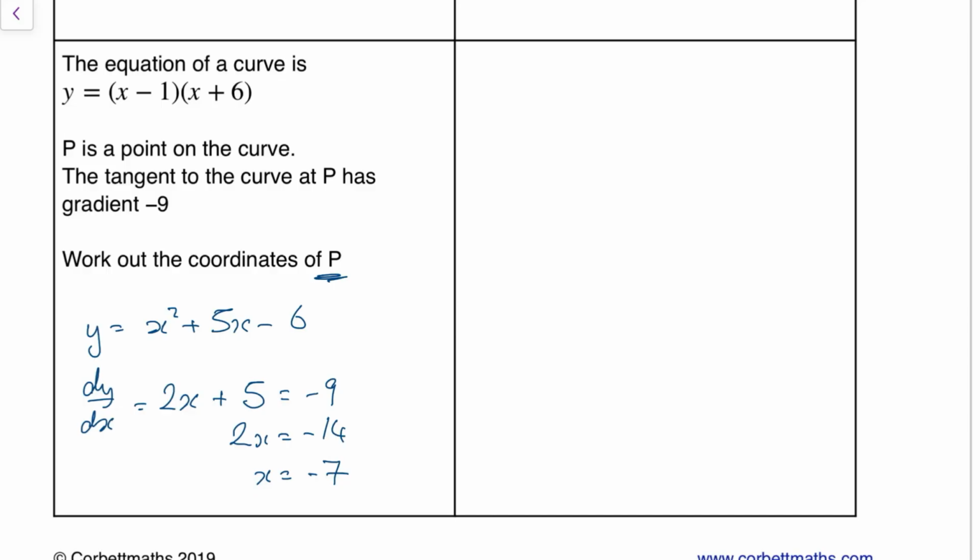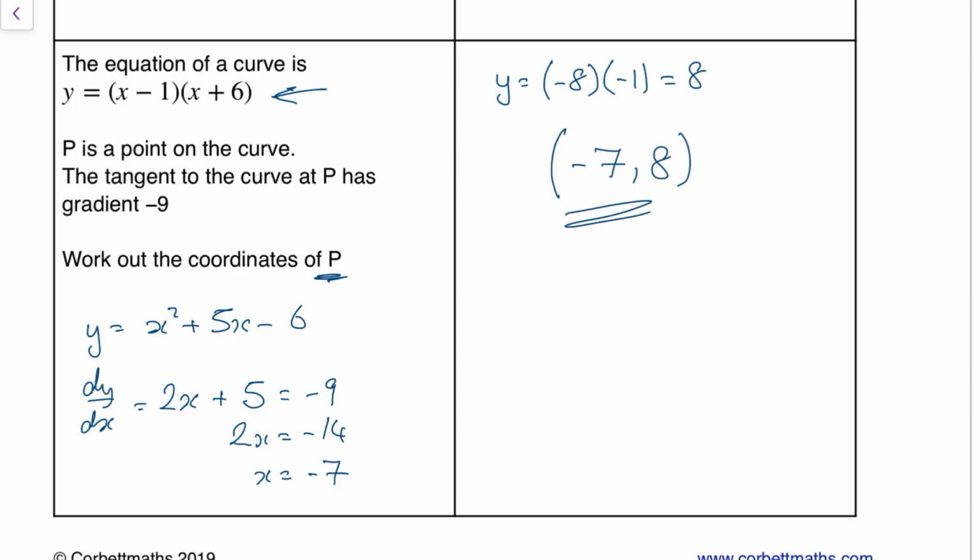But that's not a coordinate, that's just an x value. So therefore, take my x value, put it back into the y equation to get my y value. So y is equal to minus 7 minus 1, which is minus 8, and minus 7 plus 6 is minus 1, and minus 1 times minus 8 is 8. Which means my coordinates are going to be minus 7 and 8. And that is it, question done.